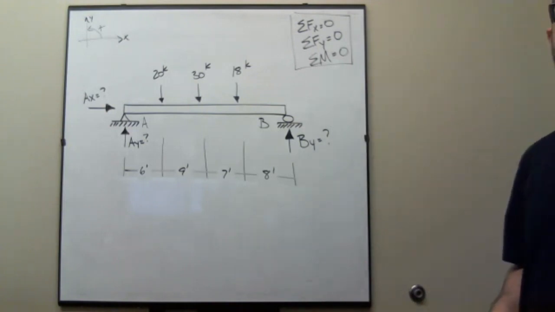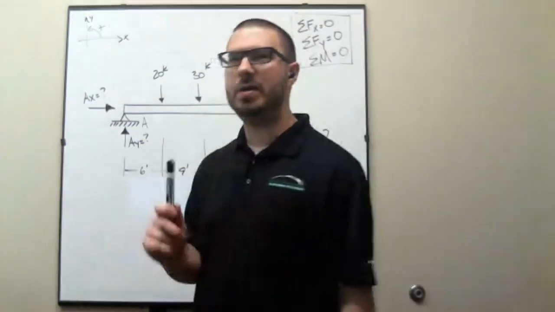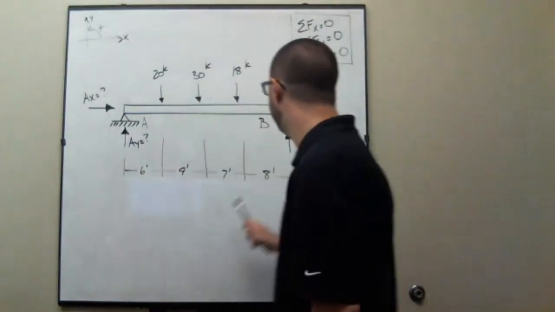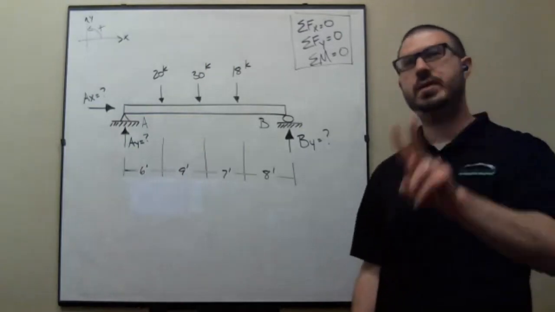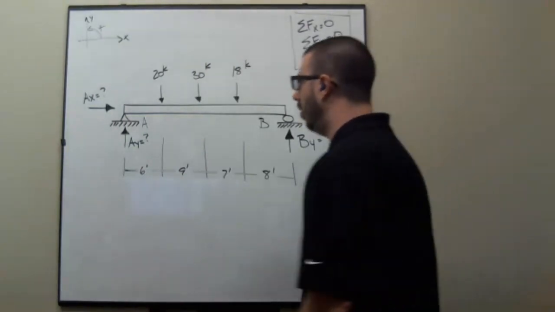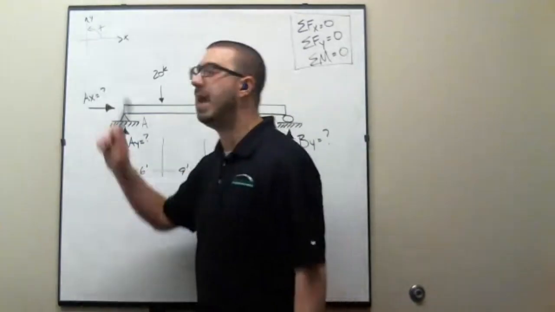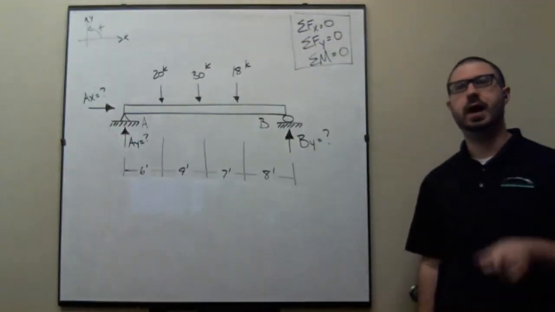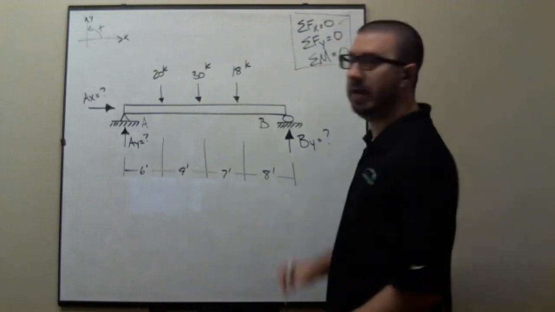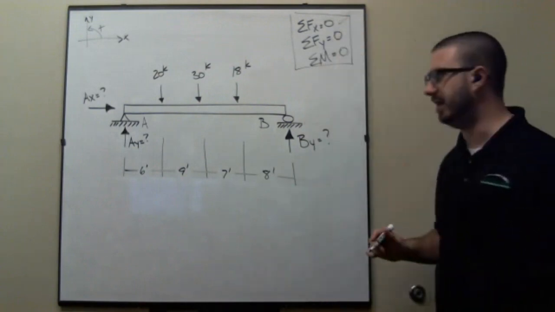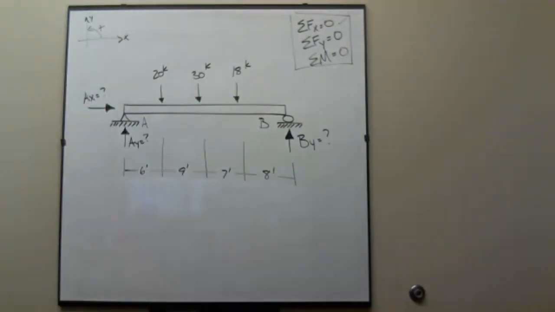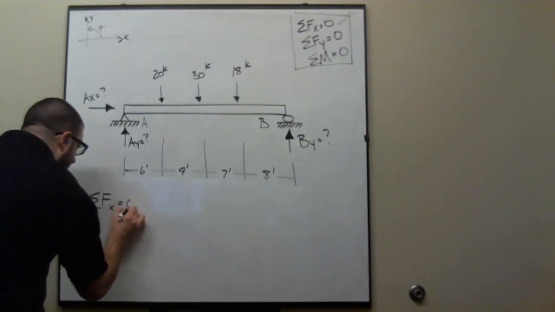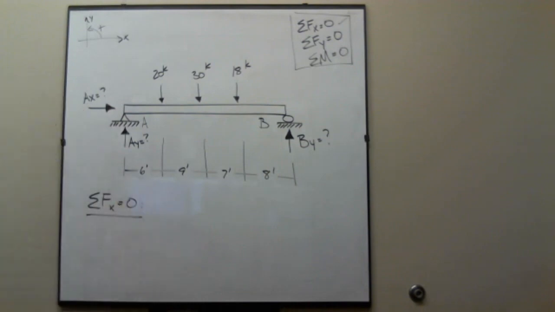Okay, so let's take a look at this beam. Now, how many unknowns do I have that are vertical, that are in the Y direction? One, two. I have two unknowns in the vertical direction. What about in the horizontal direction? I only have one. Okay. So because I have only one unknown horizontal, I'm going to deal with this equation first, the sum of the forces in the X direction. So here's how I'm going to do this. Let's write out the sum of the forces in the X direction.